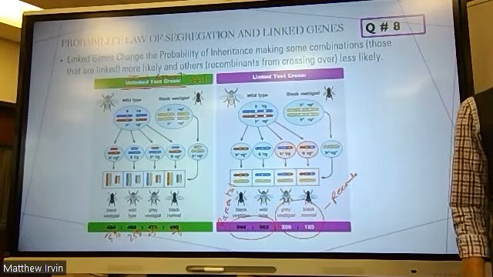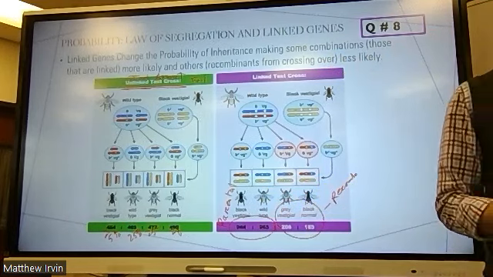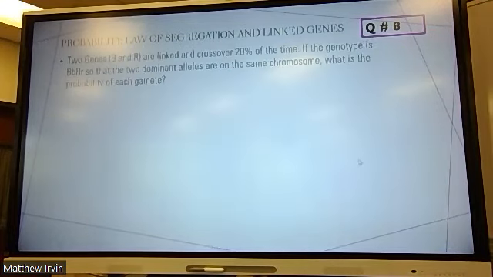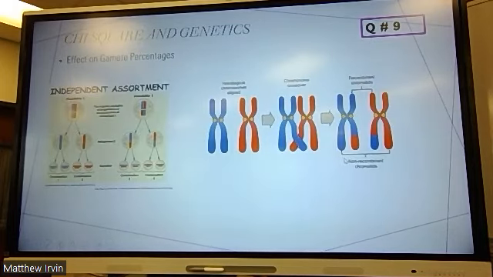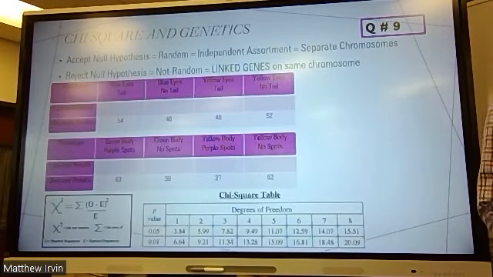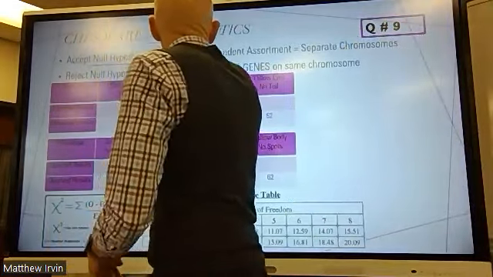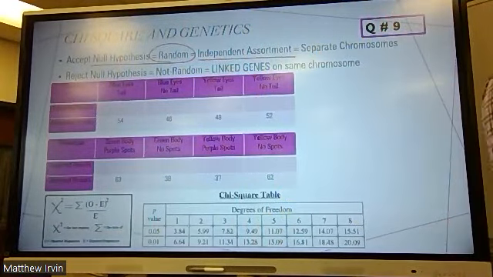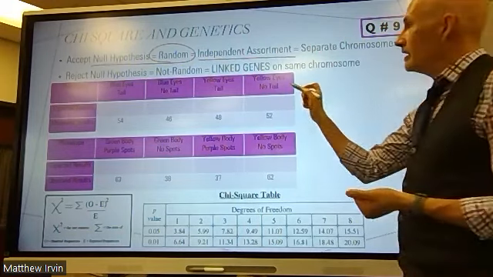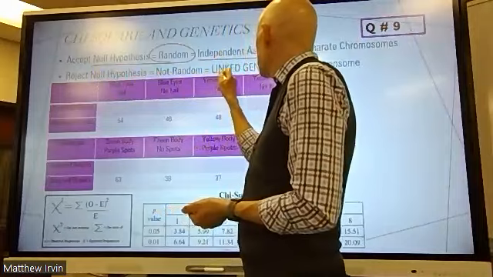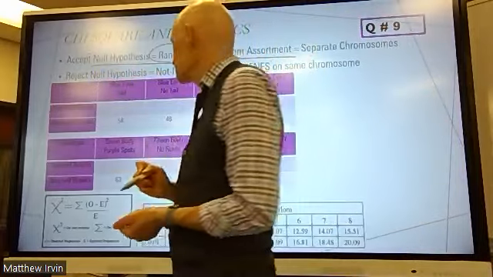And so if we are testing for randomness, what do we use? We're going to use a chi-squared. And this kind of problem shows up very often on the AP test, testing for randomness in some way, whether it's for genetics like this or some other test. The way this looks in genetics is our null hypothesis, or randomness, means independent assortment. They are on separate chromosomes. If our chi-squared says it's not random, then we're rejecting the null hypothesis and we are saying that those genes are linked on the same chromosome.